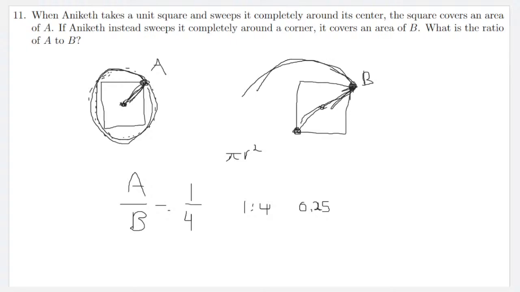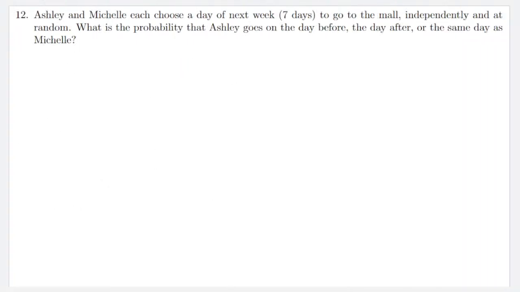Okay, going on to number 12. So again, we have another probability question. So Ashley and Michelle each choose a day of next week to go to the mall independently and at random. What is the probability Ashley goes on the day before, the day after, or on the same day as Michelle? So if we imagine our week as kind of this box with 7 partitions, 1, 2, 3, 4, 5, 6, and 7. If Ashley goes here, then Michelle has to go either here, here, or here. And so we would say, oh, well, there's 3 possibilities where Michelle can go. So the probability is just 3/7.